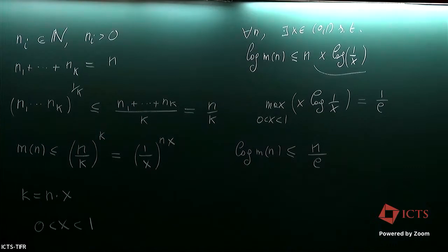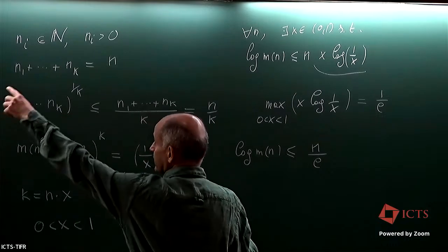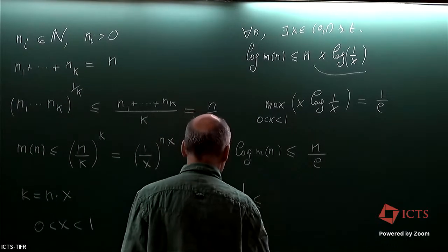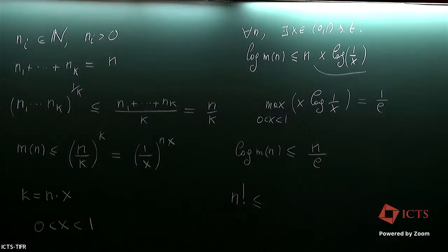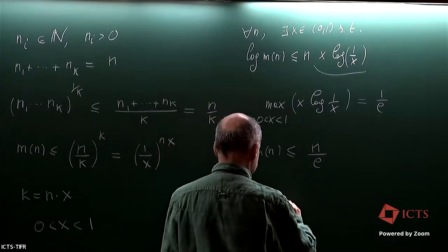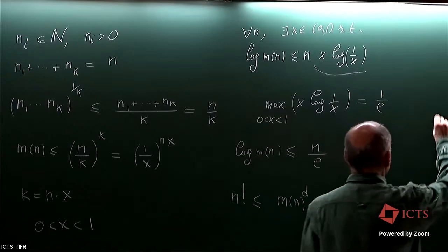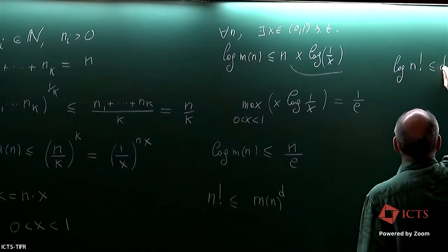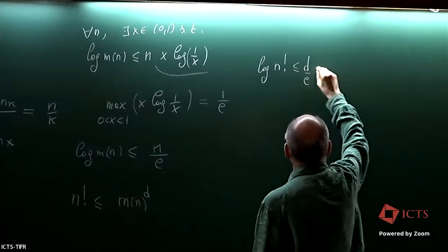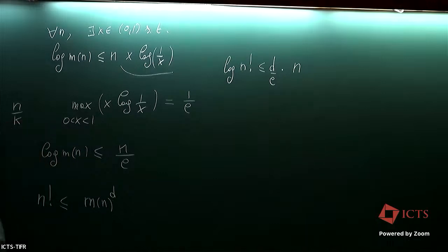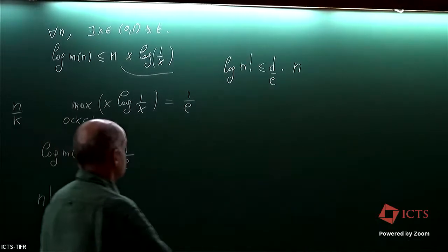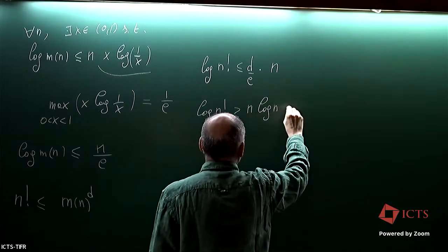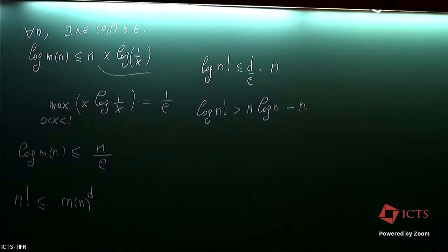But on the other hand, the number of elements of S_n under these assumptions would be less than m_n to the d, since each a_i has at most m_n possibilities. So we obtain log n! less than d multiplied by n. On the other hand, it's easy to see that log n! is larger than n log n minus n. A very weak form of Stirling's formula.